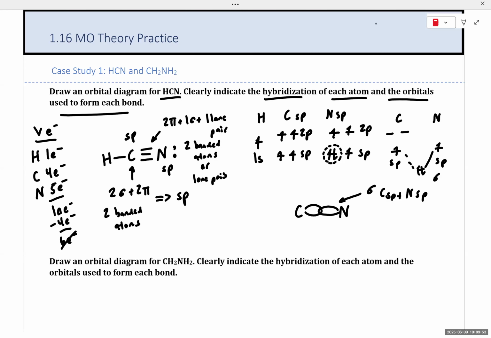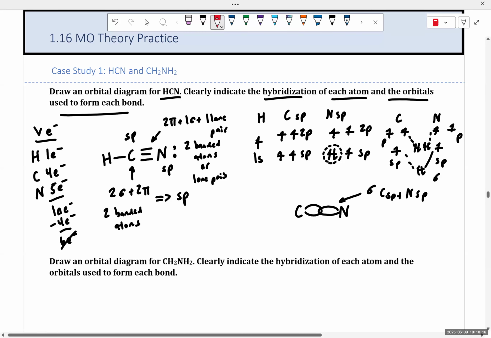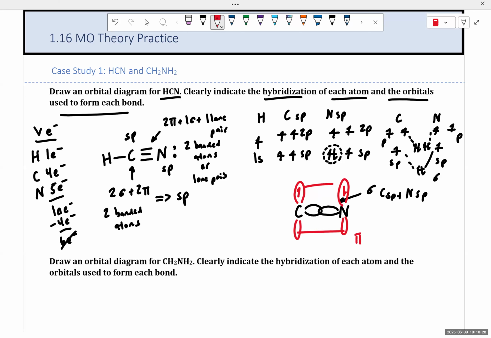By the same token, we can form 2 pi bonds via overlapping the carbon and nitrogen p orbitals. We're not going to worry about their relative energies for now, just the fact that we have 2 half-filled p orbitals that we can overlap. Let's draw these using some different colors now. So carbon and nitrogen both have a half-filled p orbital that we can overlap to form a pi bond between the carbon 2p and nitrogen 2p orbitals.